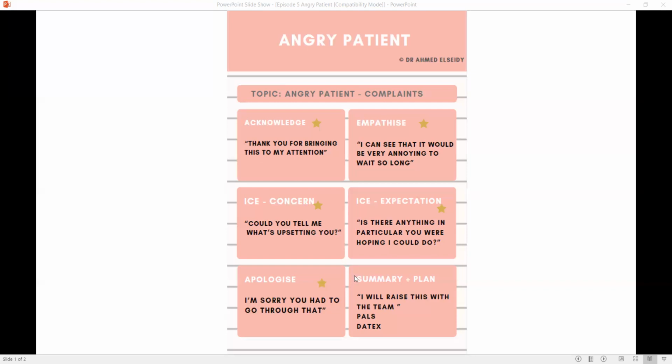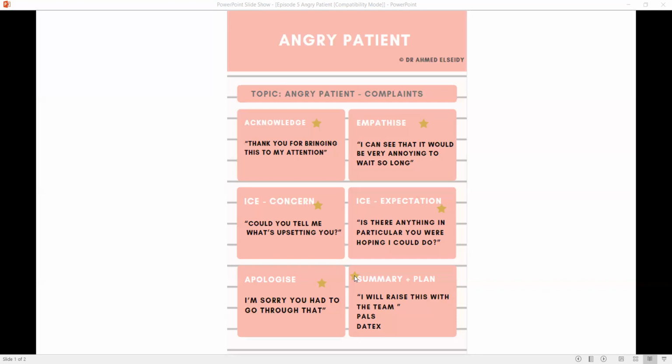So how to deal with an angry patient again? Six simple steps, or five simple steps. You start with acknowledging, so he feels he is listened to. Thanks for bringing that to my attention. Then you empathize, so he feels that you are on his side. I can see that it would be very annoying to wait that long. I'm so sorry you had to go through that.